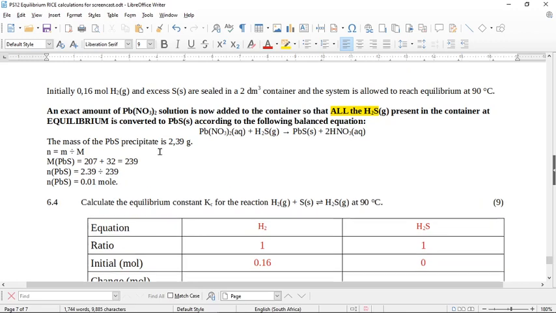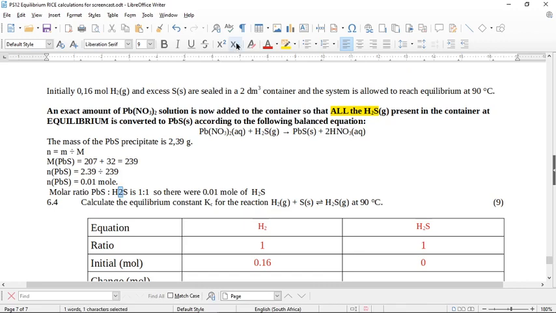So now we need to go and have a look. We want to actually find hydrogen sulfide. Okay, so we're going to go molar ratio. PbS to H2S is 1 is to 1. Set this out more nicely than me. I'm running out of space. These ratio things never line up for me. So how many moles? So there were 0.01 moles of hydrogen sulfide.